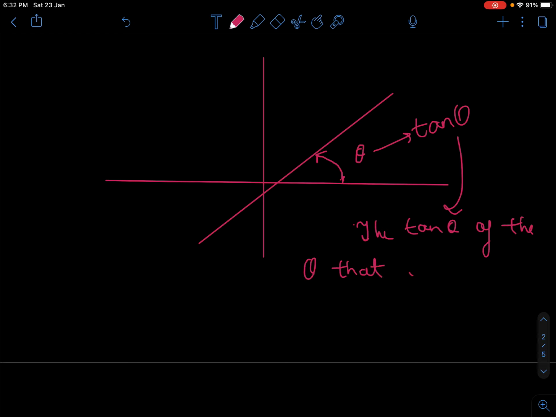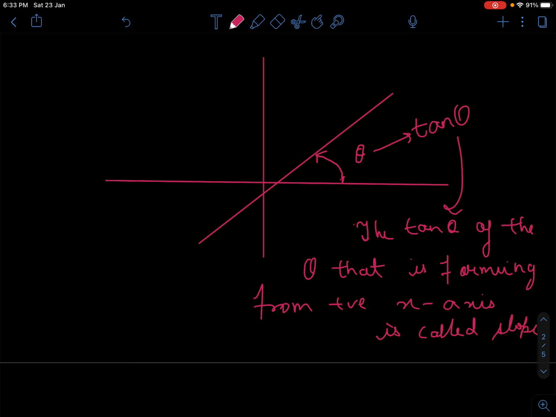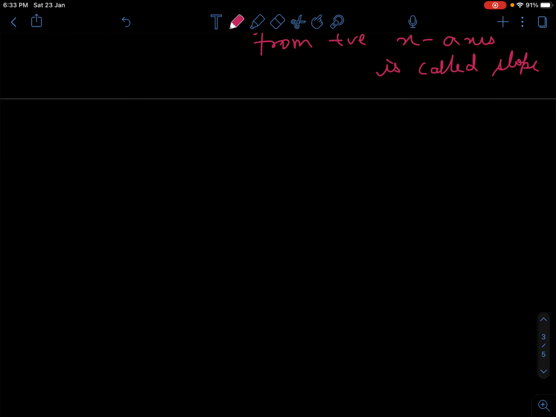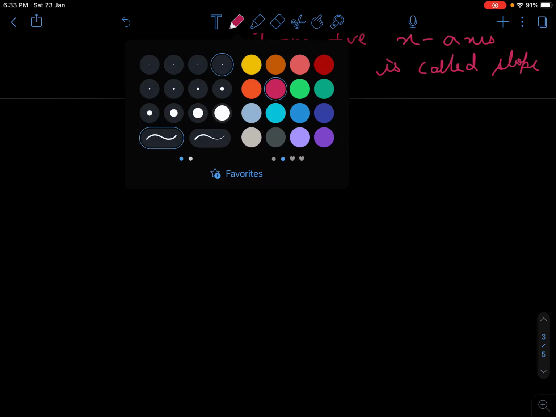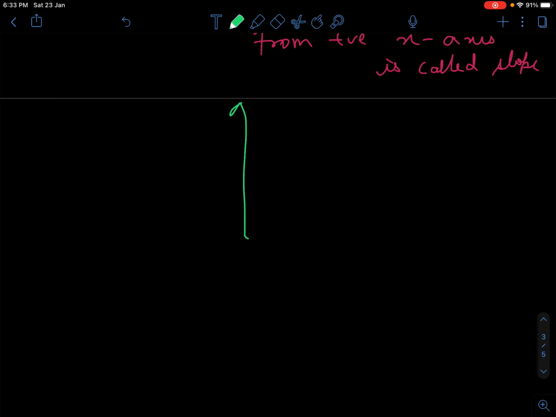I will write the statement also: the tan theta of the theta that is forming from the positive x-axis is called slope. So based on the slope, let me give you an example. Again, I am taking axis.